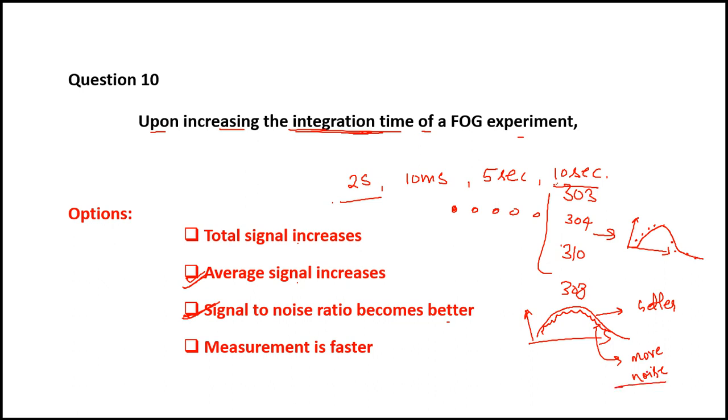Okay, so upon integration time, first of all the signal to noise ratio becomes better, and second thing is, sorry, not the average. Actually the total signal increases. Sorry, this is a mistake. Actually this is not the average signal, total signal was the answer.